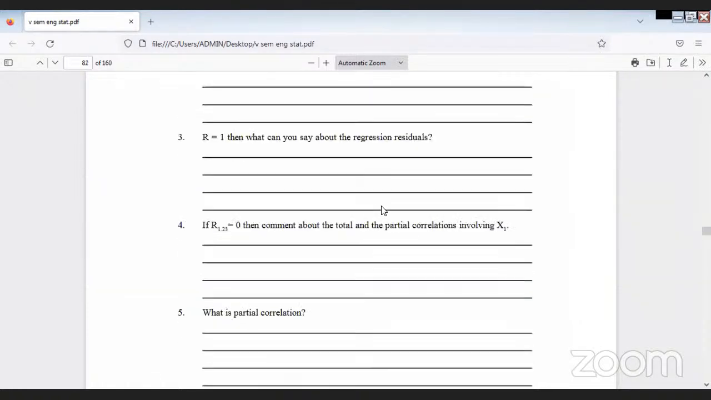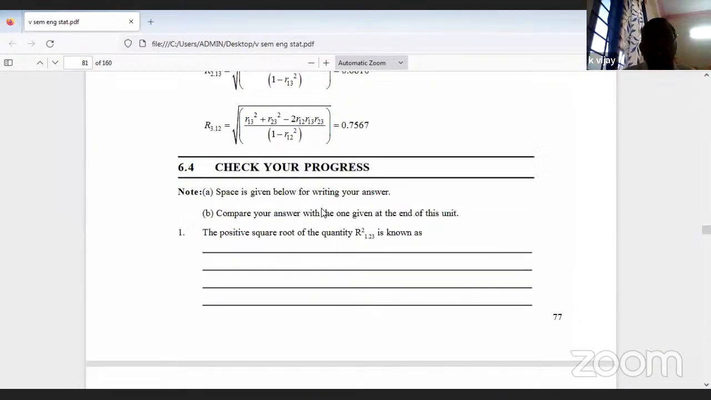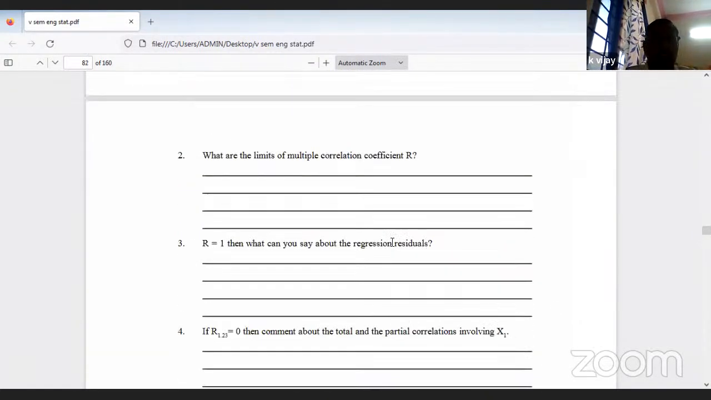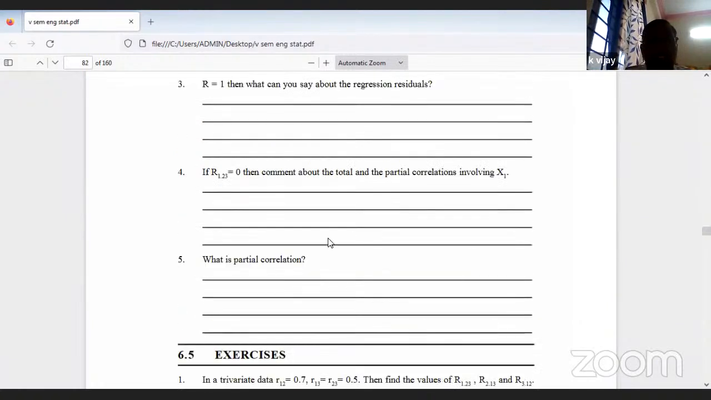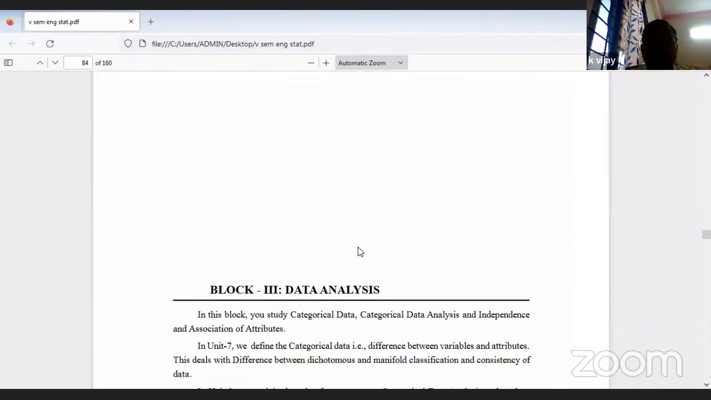Better, you have to study this. Check your progress for single line questions. The positive square root of R squared 1.23 is known as what? What is the limit? R equal to 1, what can you say about the regression residuals? These are all small one mark questions you have to study.